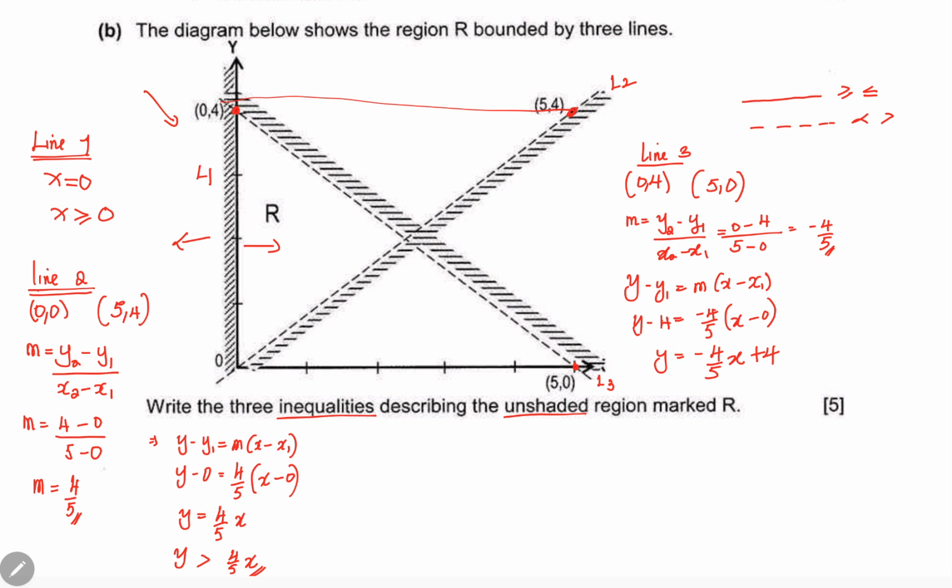Let's go back to the diagram. They have shaded this part. We don't want it. We want the part which is down below. And we are going to use this one because the line is dotted. Meaning our answer is y is less than -4/5 x plus 4.